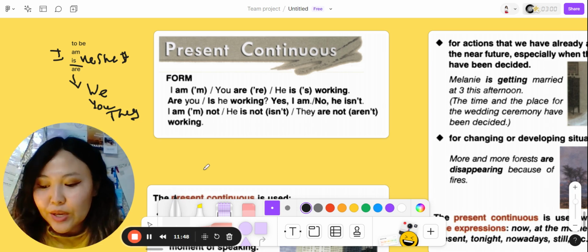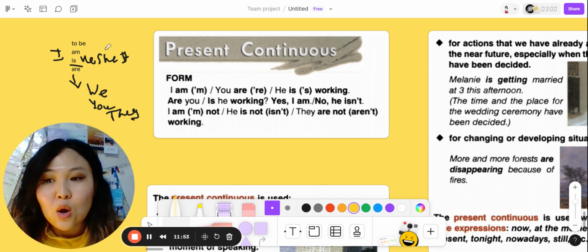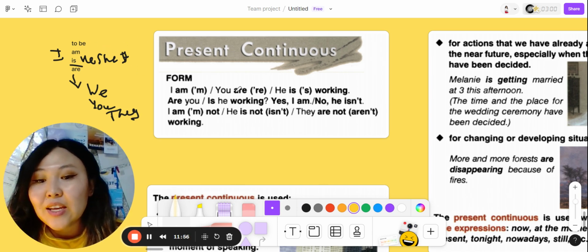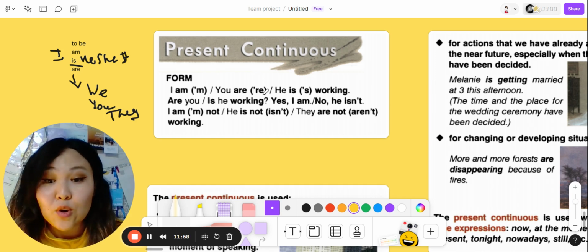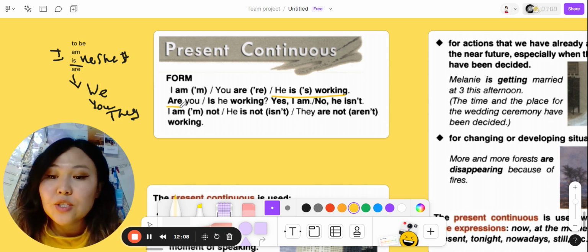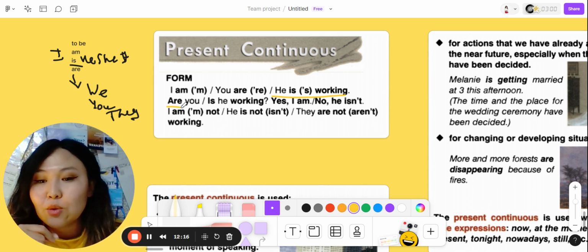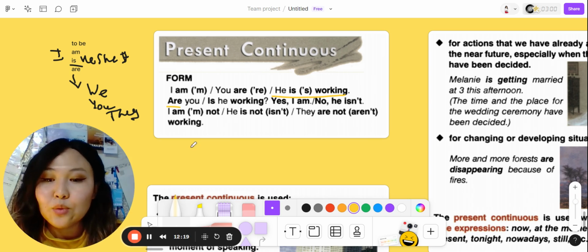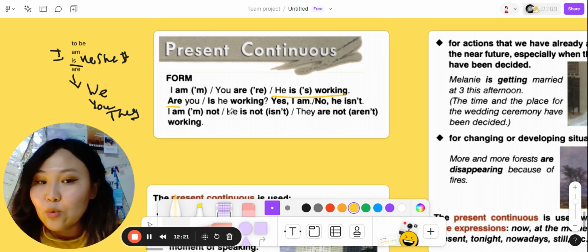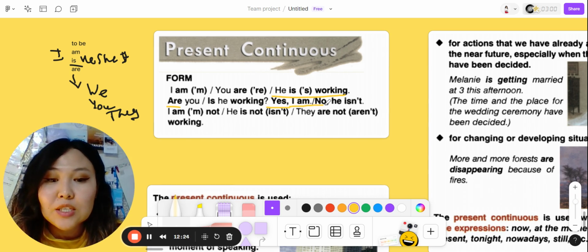So here we can see the form of present continuous tense. We need to use our to be, and then we need to add ing ending to the main verb. Here we have some examples. Let's read this one. He is working. We also can use some contractions. He's working. When it comes to questions, our verb to be changes its place and goes before the subject. So here we see an example as are you working? Is he working? Short answers are pretty easy too.